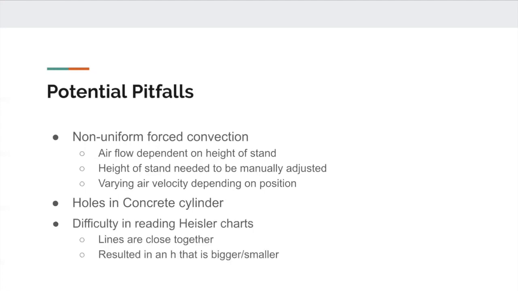Lastly, there was difficulty in reading the Heisler charts because many of the lines are very close together, and this could have resulted in an h that is bigger or smaller than it should have been.